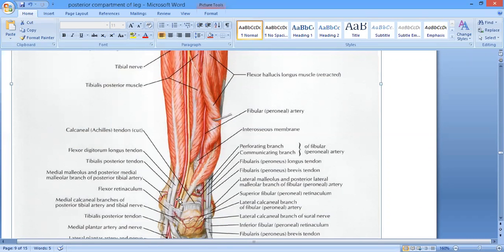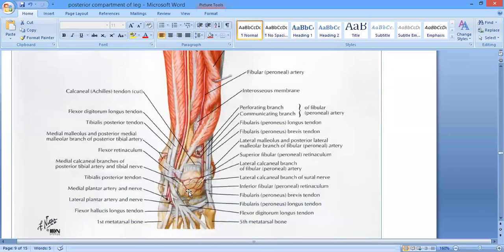So tibial nerve and artery, they are both passing behind the flexor retinaculum between the flexor digitorum longus and the flexor hallucis longus. And after passing from here, behind the flexor retinaculum, it enters the sole of the foot, and it is going to divide into the medial plantar artery and the lateral plantar artery. Is it clear? No problem?